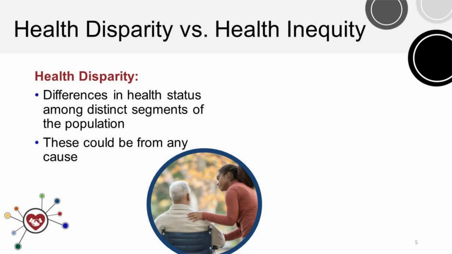Sometimes the terms health disparity and health inequity are used interchangeably, but there is a subtle difference in the definitions. Health disparities are differences in health status among distinct segments of the population. Based on information from the CDC, women in the U.S. tend to live longer than men. This is an example of a health disparity. These disparities can be caused by many different factors.